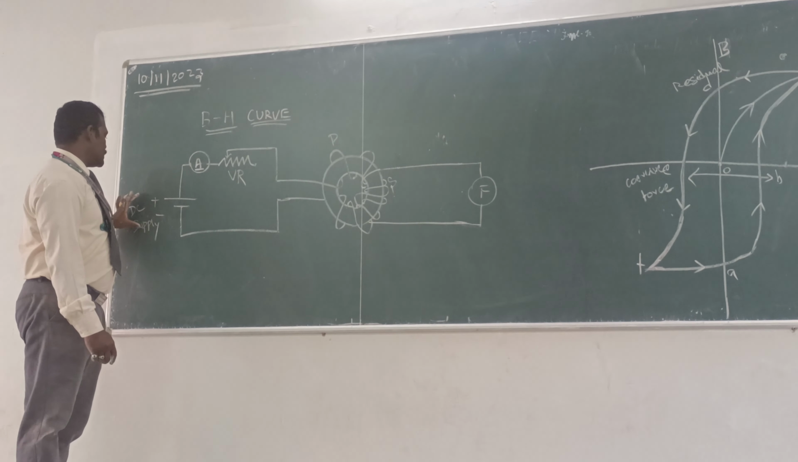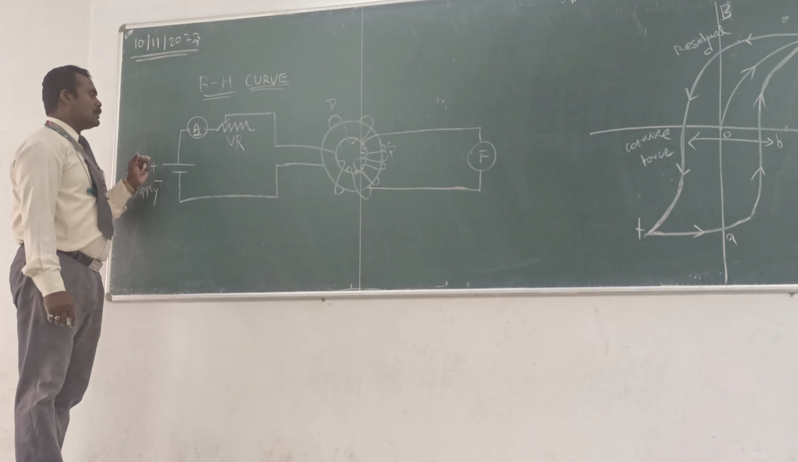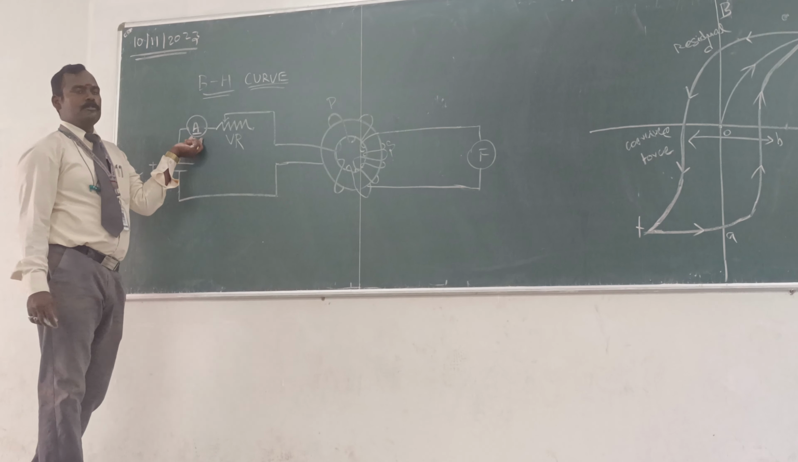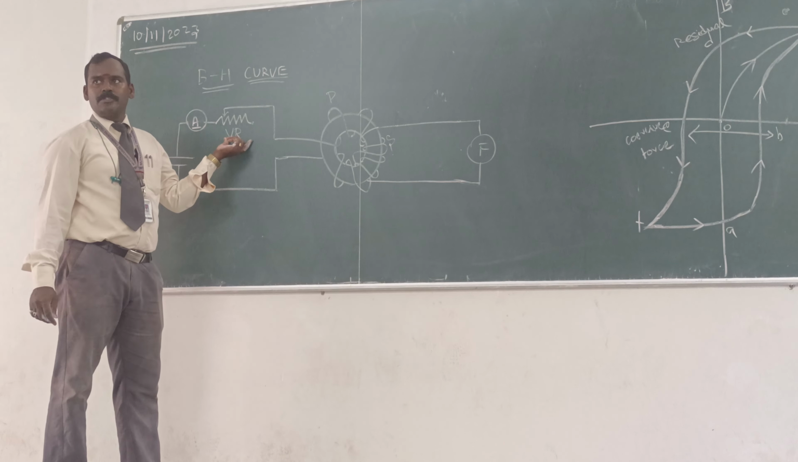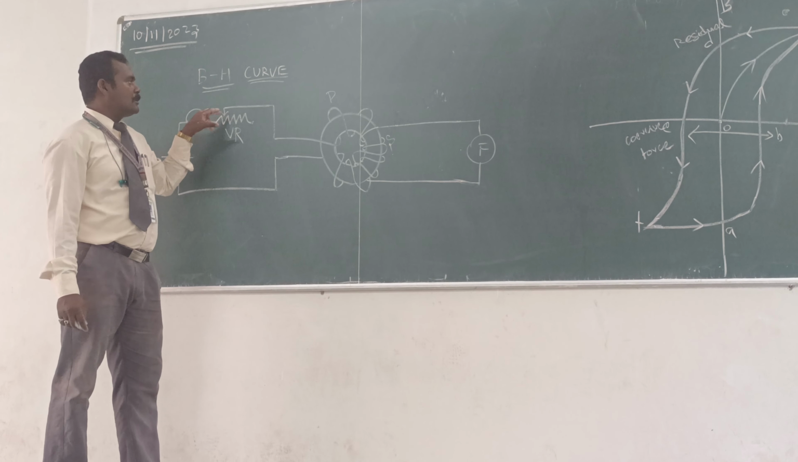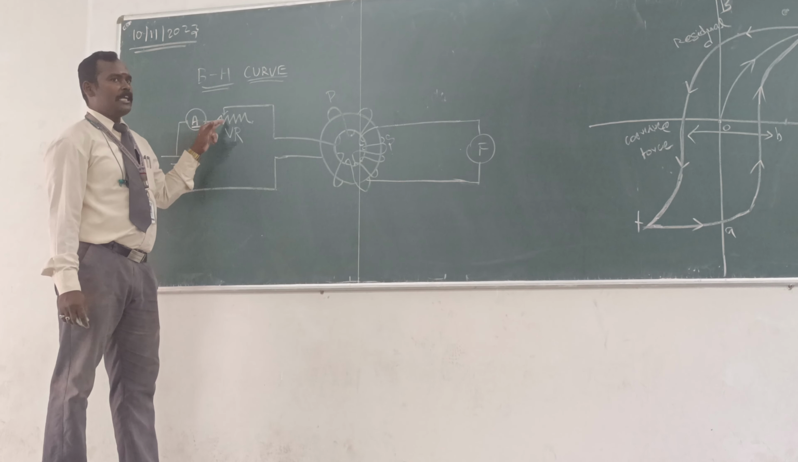Here we are giving the DC supply, that is the positive and negative. Then the actual current flow we can measure through the ammeter. Here it is the variable rheostat. Through that you can vary the input. Initially it was at the minimum position, and you are trying to vary it.